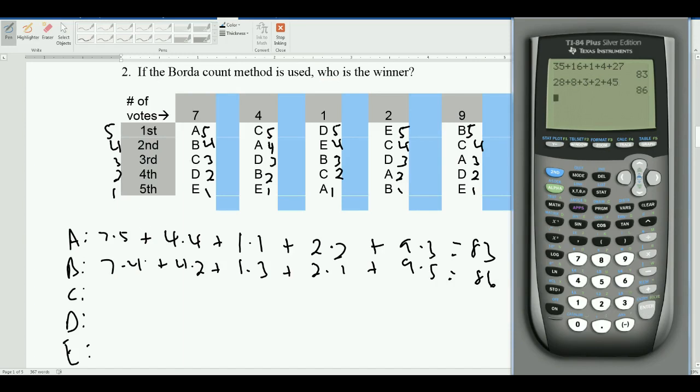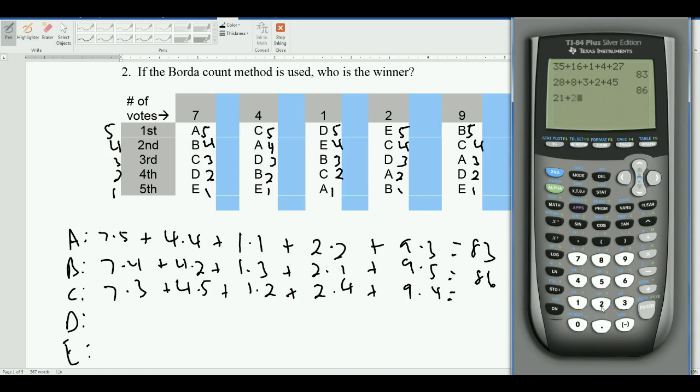And then C is 7 times 3, 4 times 5, 1 times, where's C at, 2, 2 ballots, 2 voters, times 4 points, 9 voters times 4. 21 plus 20 plus 2 plus 8 plus 36 is 87.